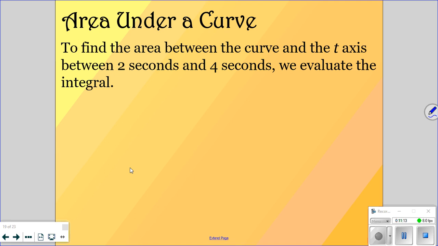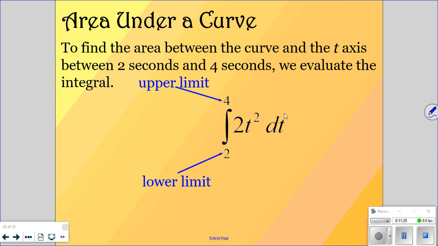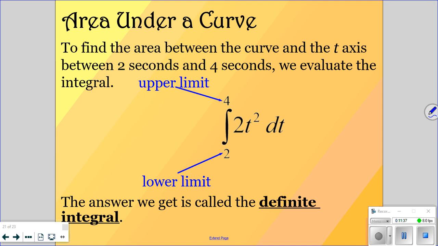So to find the area between the curve and the t-axis between 2 seconds and 4 seconds, you're going to evaluate the integral. And so this is your integral. This is what it's going to look like. Our curve is 2t squared, and it says between 2 and 4. 2 is the lower limit, and 4 is the upper limit. We're going to travel in between 2 and 4 seconds. And the answer that you're going to get is called the definite integral. So when we get our answer, we have found the definite integral.